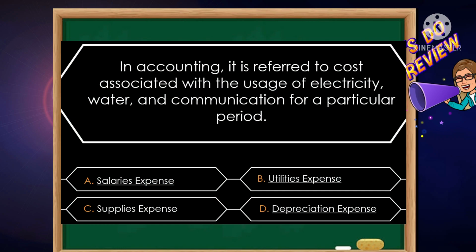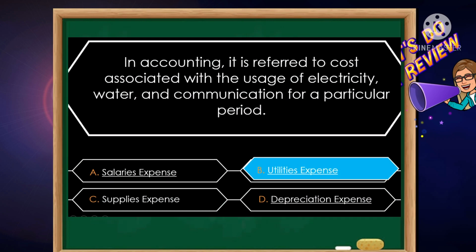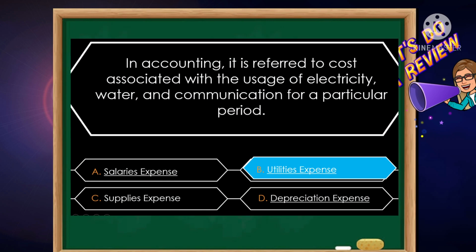Our second statement says that in accounting, it is referred to costs associated with the usage of electricity, water, and communication for a particular period. What is that? Is it A, salaries expense, B, utilities expense, C, supplies expense, or D, depreciation expense? If your answer is letter B, utilities expense, you are correct. Very good.